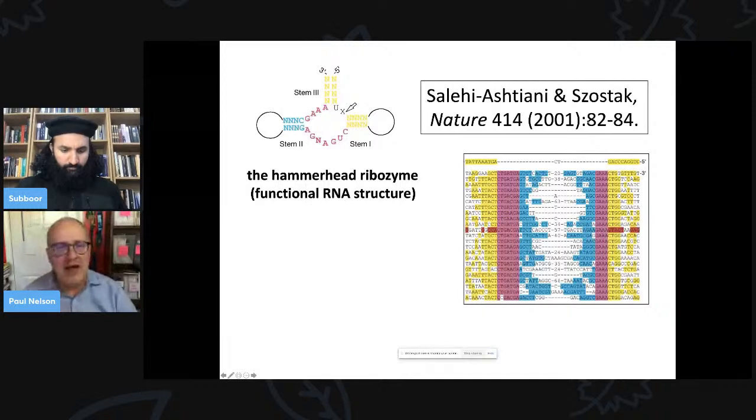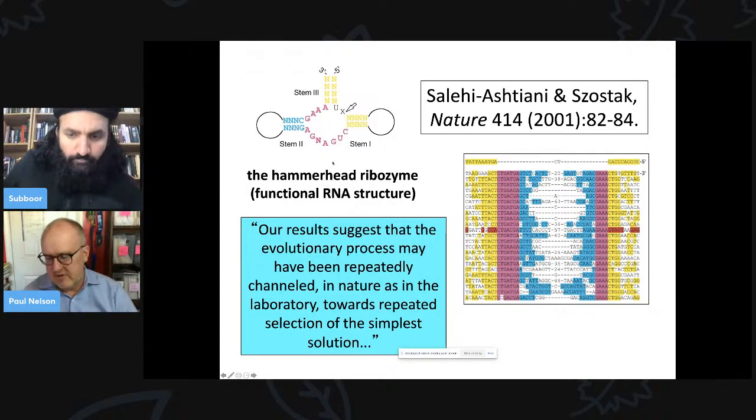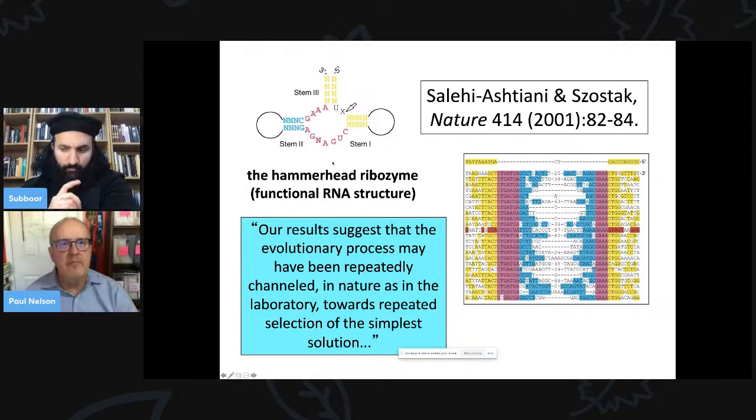I highly recommend this paper. It's 20 years old now, but the implications of the paper have not faded with the passage of time. If anything, they've grown stronger. So in the paper, in Nature, they say, our results suggest that the evolutionary process may have been repeatedly channeled in nature as in the laboratory towards repeated selection of the simplest solution. This is the secondary structure of the hammerhead, which performs this self-cleaving function.